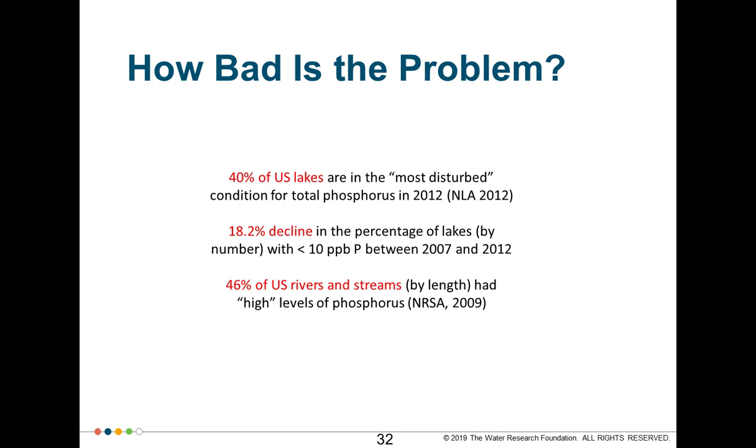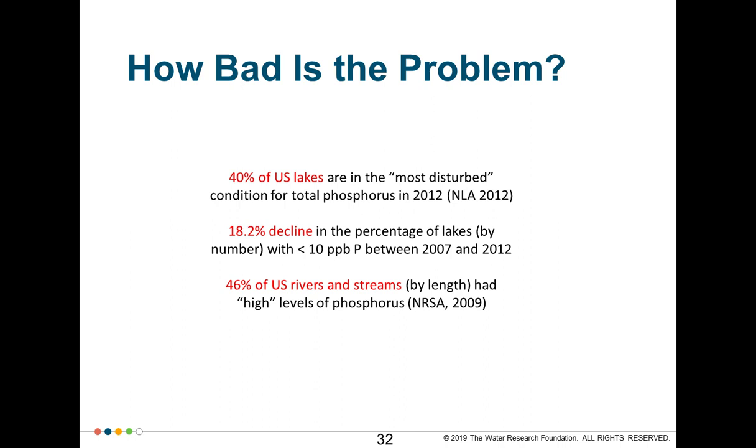To give you an idea of how bad the problem is, the National Lakes Assessment that was done in 2012 found that 40% of U.S. lakes are in the most disturbed condition for total phosphorus. And 46% of the rivers and streams in the U.S. had high levels of phosphorus, according to the National Rivers and Streams Assessment. So this is approaching half of the water in the U.S. being polluted by phosphorus.